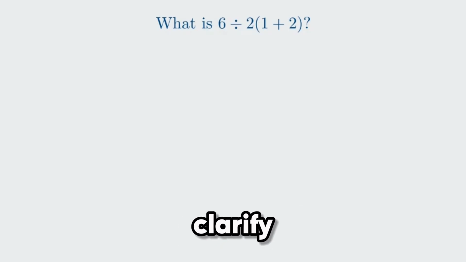Let's first clarify what our main goal is. We want to find one definitive solution for this equation. There's only one right way to solve it. So how do we solve a problem that involves a mix of operations? We can't just go from left to right like reading a book. We need a set of rules. These rules are known as the order of operations. They tell us which operation to perform first, next, and so on, to make sure we always get the same answer. One way to remember these rules is with a mnemonic device you might have seen before.